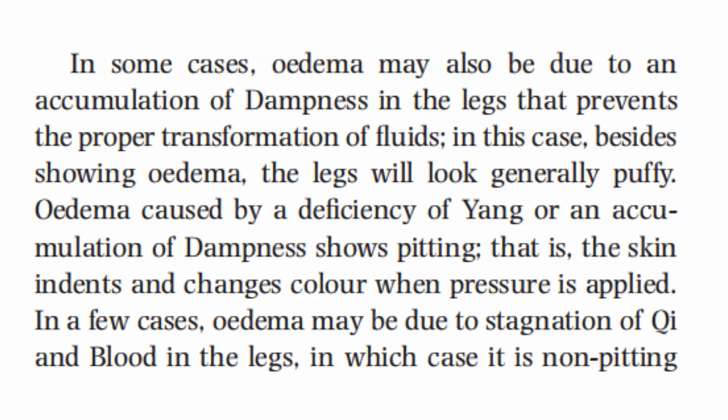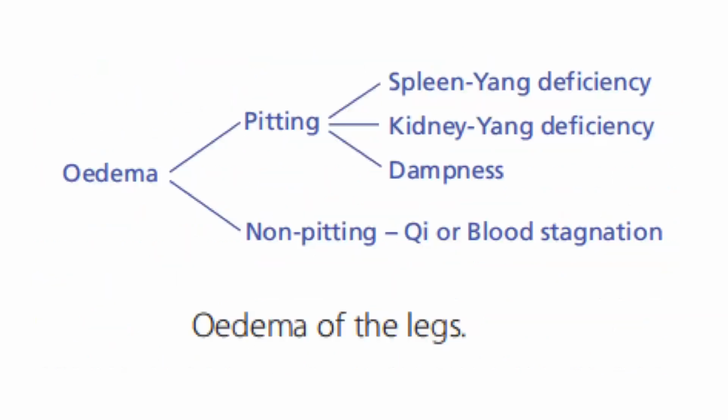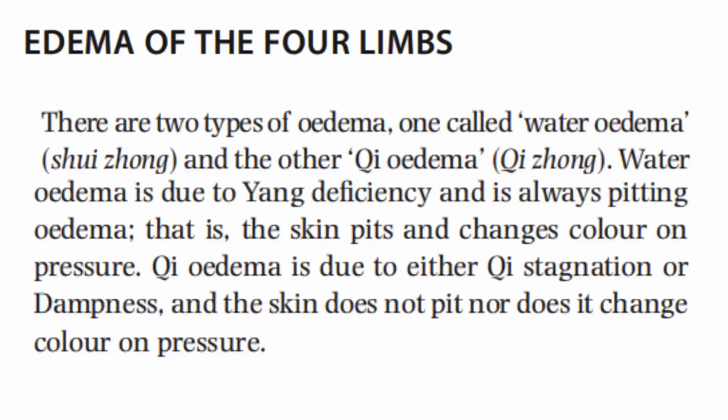In few cases, edema may be due to stagnation of qi and blood in the legs, in which case it is non-pitting. Here is a diagram showing the two different types of edema of the legs, the pitting and non-pitting edema. Pitting edema is due to spleen yang deficiency, kidney yang deficiency, and dampness, whereas non-pitting edema is due to qi or blood stagnation.